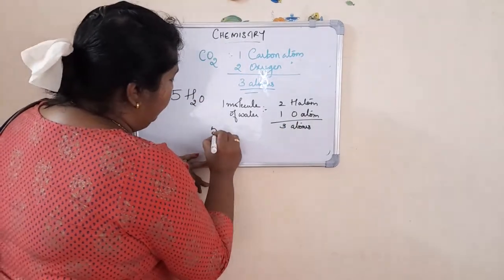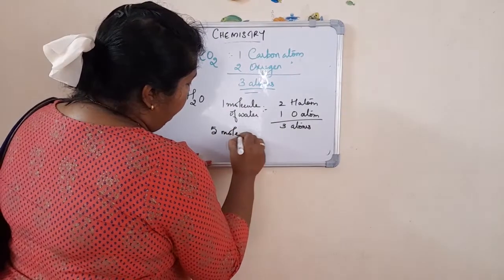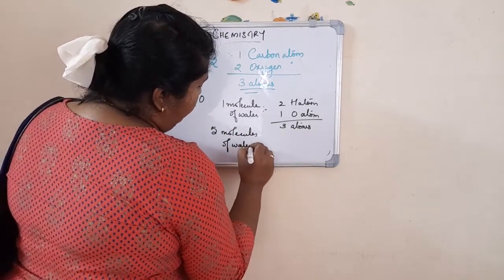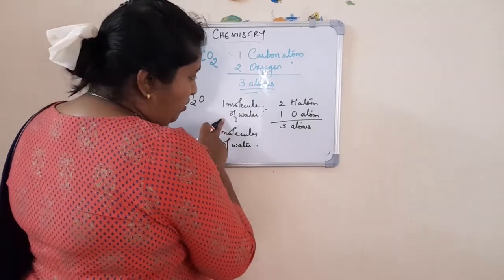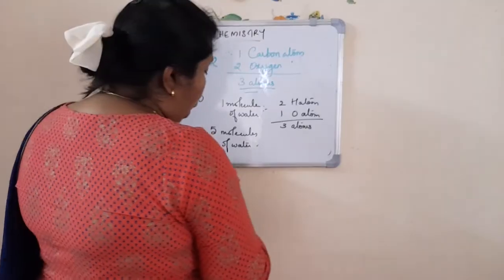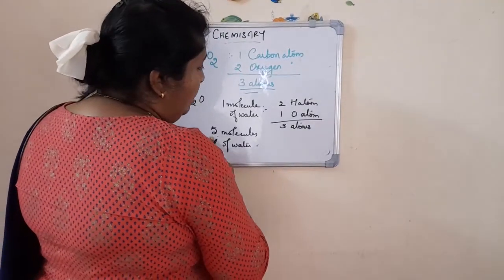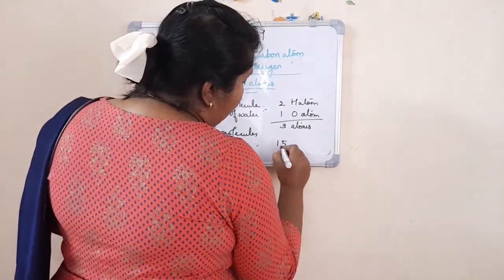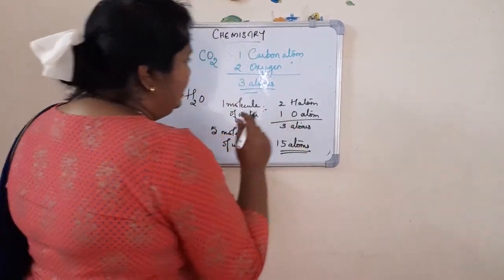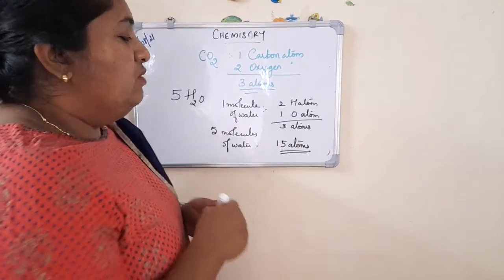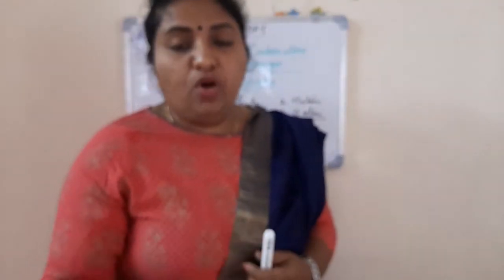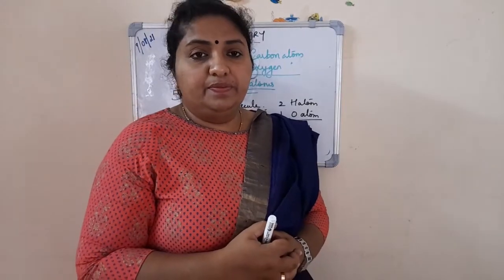So what about 5 molecules of water? In one molecule of water, there are 3 atoms in total, so for 5 molecules of water, 5 into 3, that is 15 atoms. This is the way we find the total number of atoms present in each molecule of the compound.